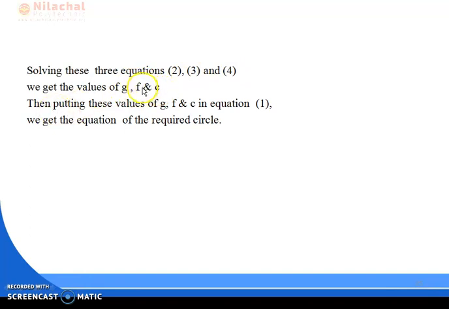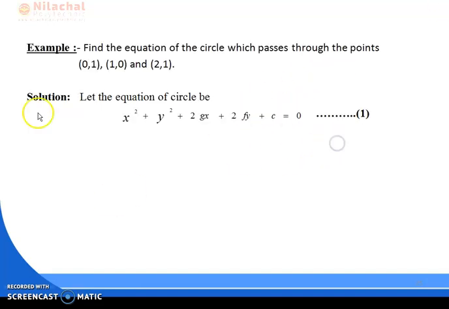After we find the g, f, c values, we put these values in equation number 1. What do we get? We get the equation of the required circle, whatever our question is. This is the procedure to find the equation of the circle if 3 points on the circle are given. Now let's see an example.